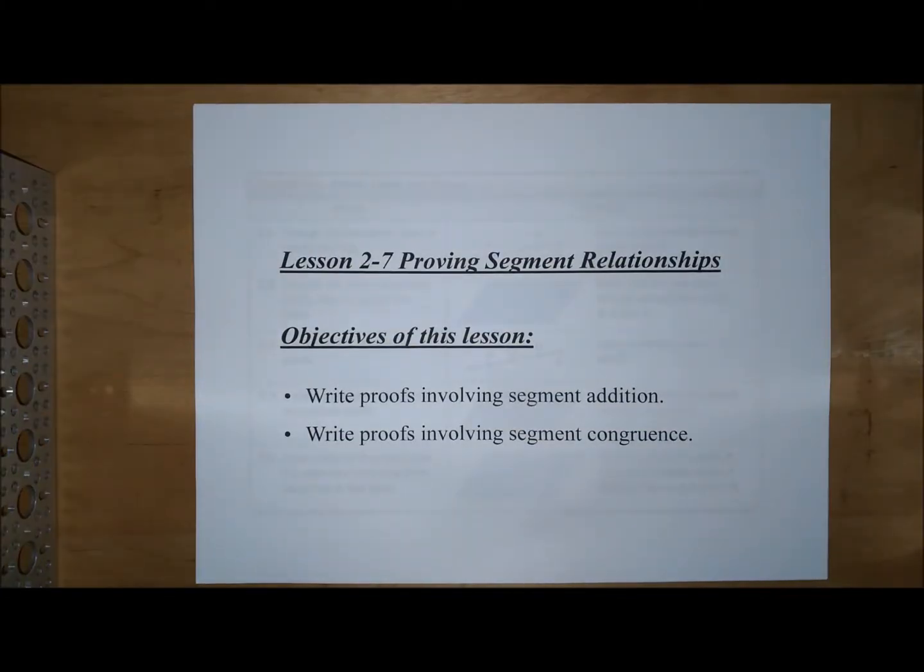Hi guys, welcome to lesson 2-7 where we're going to be proving segment relationships. We're kind of just expanding our comfort zone with proofs with this lesson and the next lesson where we're going to be working with proving angle relationships. So our objectives here are to write some proofs involving segment addition and segment congruence.